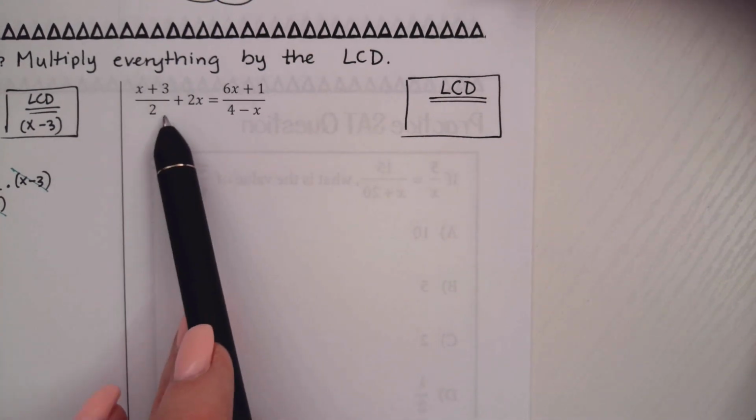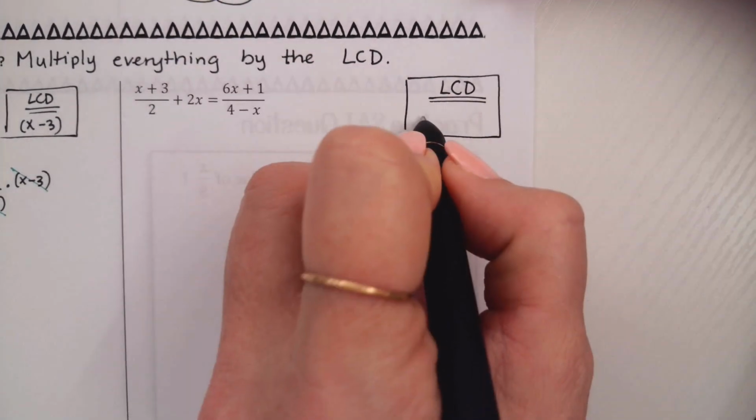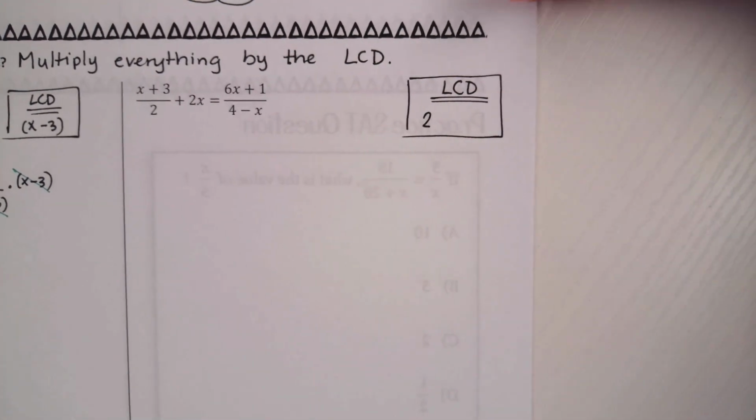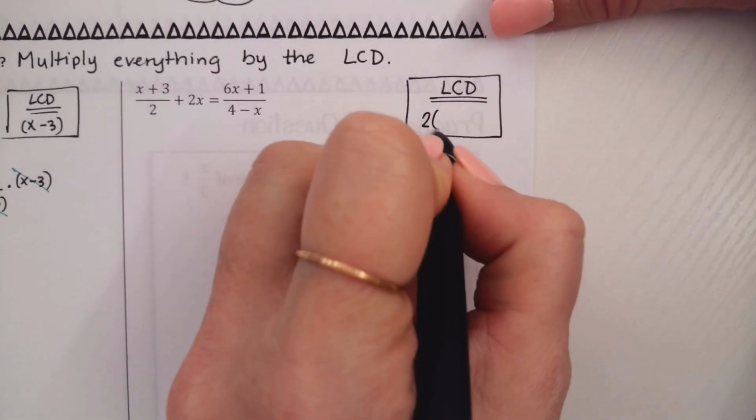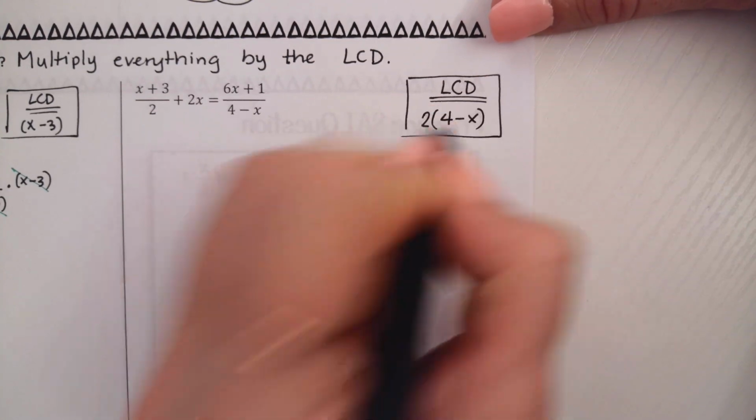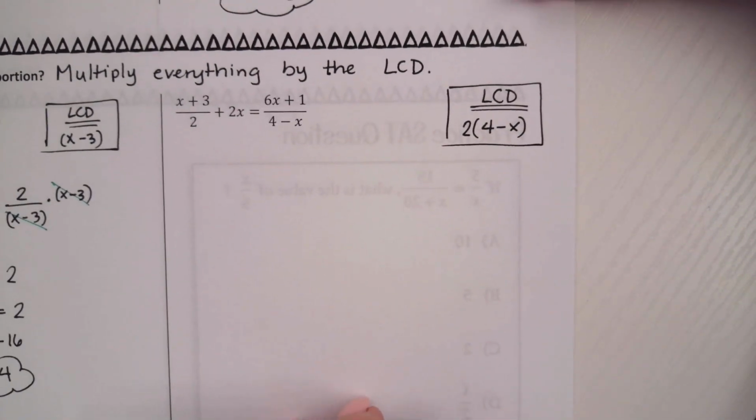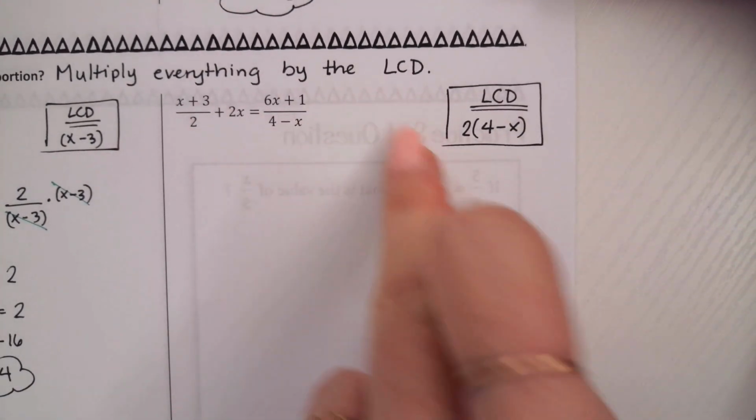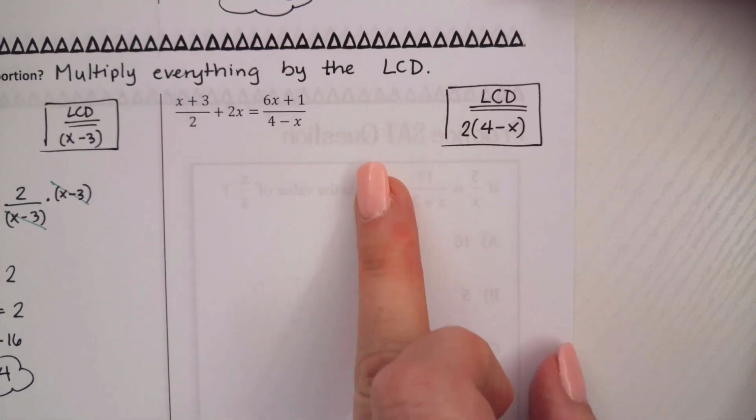So I need to have a 2 in my LCD. And what else do I need to have? A 4 minus x, right, because those are all the numbers that show up in a denominator. So if I multiply this whole entire fraction by this least common denominator, it should cancel out all the fractions.